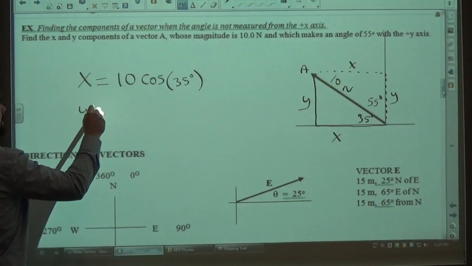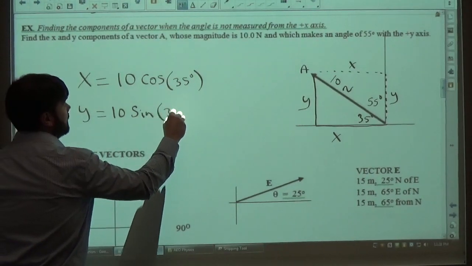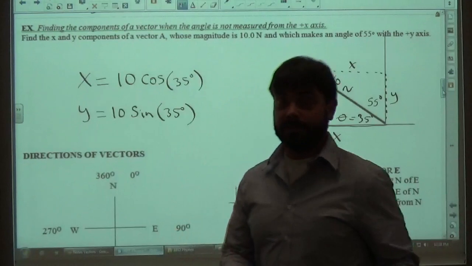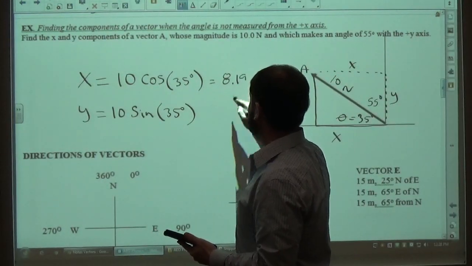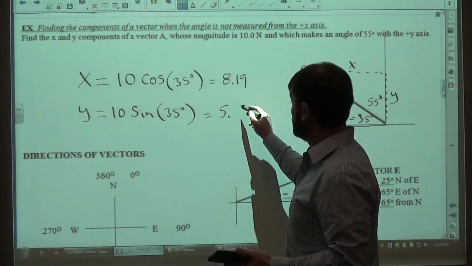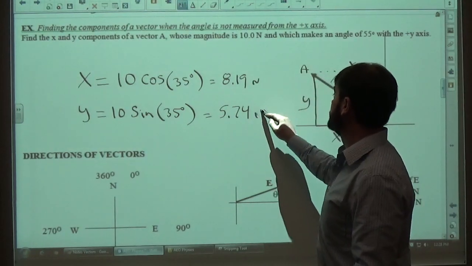And y would be equal to 10 times the sine of 35. So we can plug in the values here if you want to check some of your work as you follow along. 8.19, and then I got 5.74 if I round it. And again, these would be labeled in newtons.